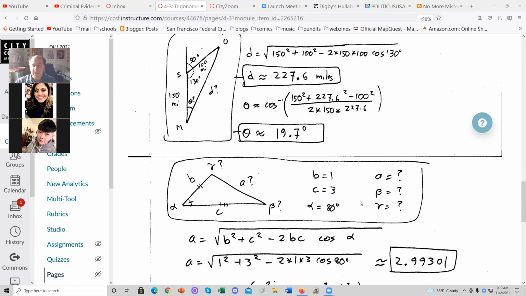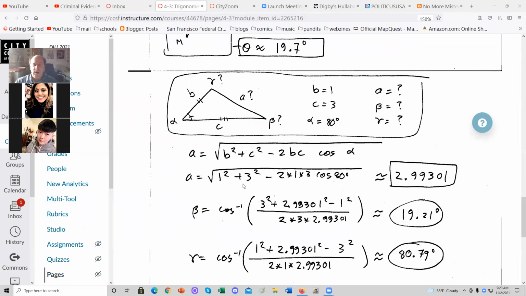All right. Now here we have a side angle side problem. This side B is 1, this side C is 3, this angle alpha is 80 degrees. What's side A, what's angle beta, what's angle gamma? First A, by law of cosines: root of B squared plus C squared minus 2BC cos alpha. Plug in 1 for B, 3 for C, and 80 degrees for alpha. Do it all out, the square root comes out about 2.99301, which is pretty close to C. So these are fairly close to each other, and I'd expect gamma to be pretty close to alpha, pretty close to 80.